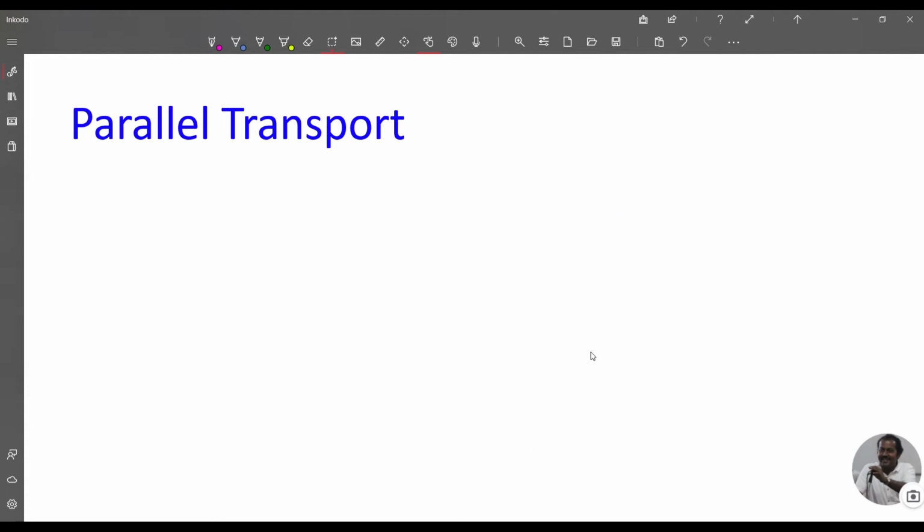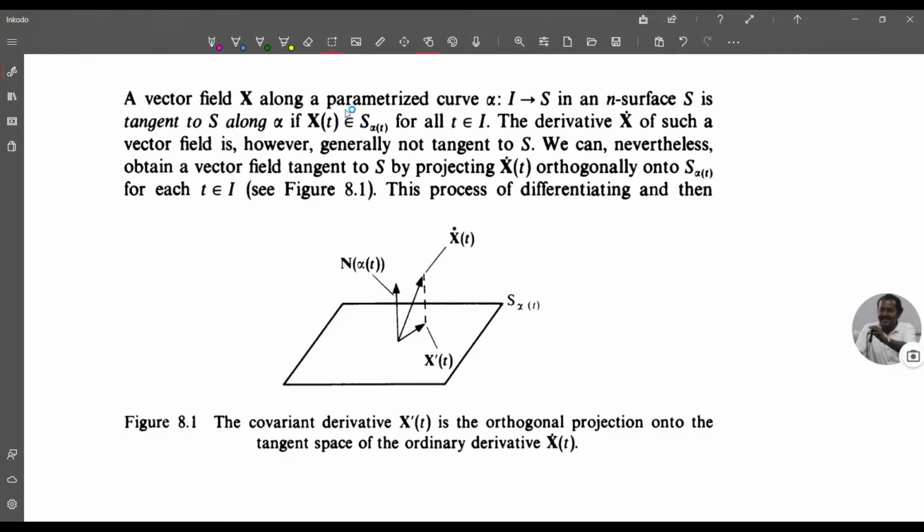Today we discuss parallel transport. A vector field x along a parameterized curve alpha from I to S in an n-surface S is tangent to S along alpha if x(t) belongs to S_alpha(t) for all t in I. The derivative x dot of such a vector field is, however, generally not tangent to S.